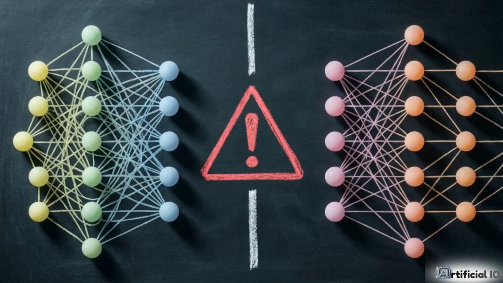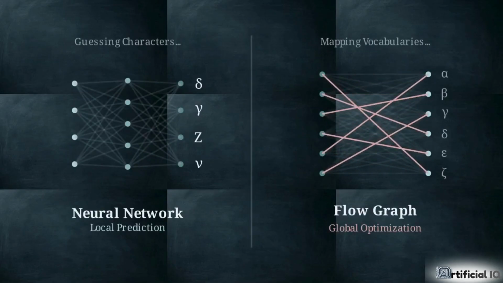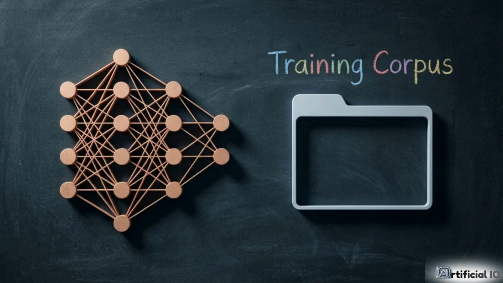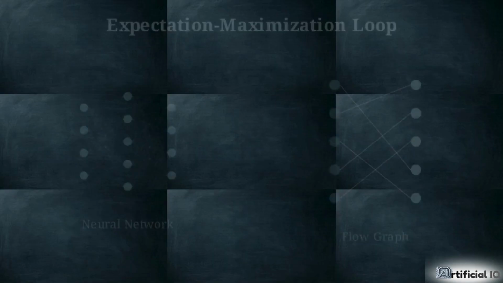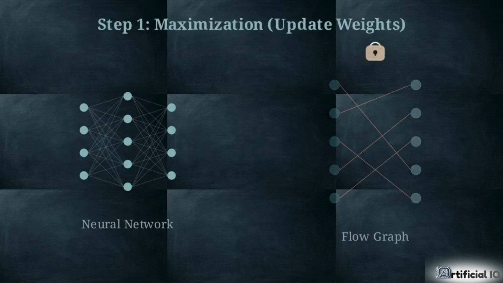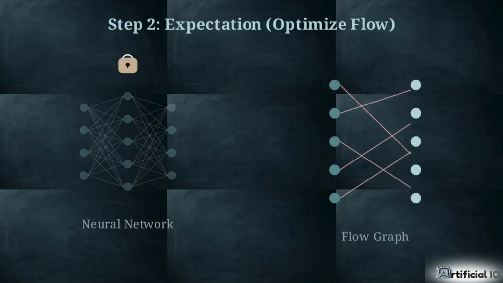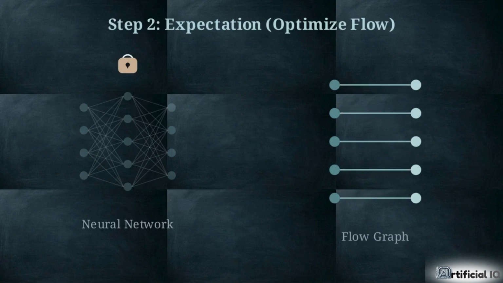This creates a new integration problem for the researchers. You have a neural network guessing characters and a flow graph mapping vocabularies. With zero ground truth data, how do they actually train? Algorithm 1 uses an expectation maximization loop to alternate training. In step 1, the graph is locked while the neural network updates its weights. In step 2, the network is locked, recalculating edit distances so the flow graph finds a lower cost path.